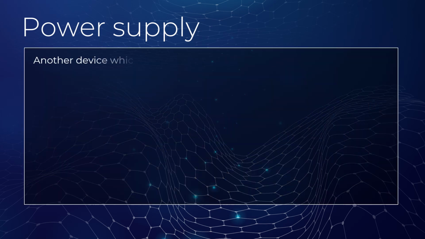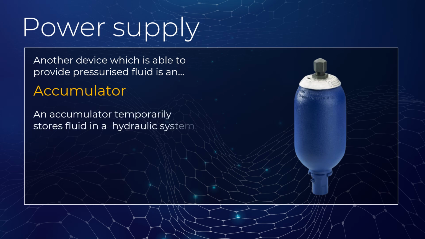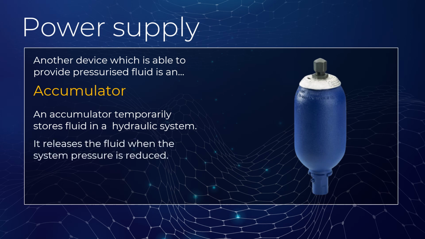Another device which is able to provide pressurized fluid is an accumulator. An accumulator temporarily stores fluid in a hydraulic system. It releases the fluid when the system pressure is reduced. Accumulators are charged with pressurized nitrogen.